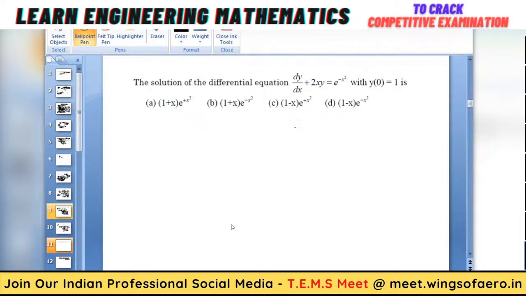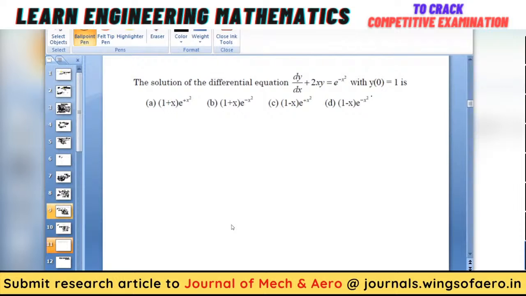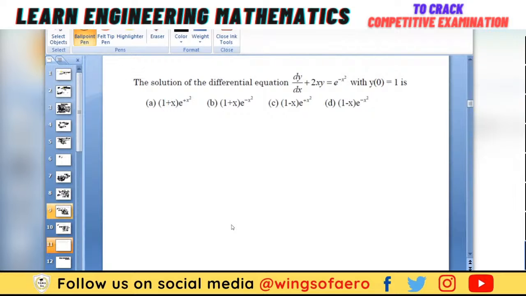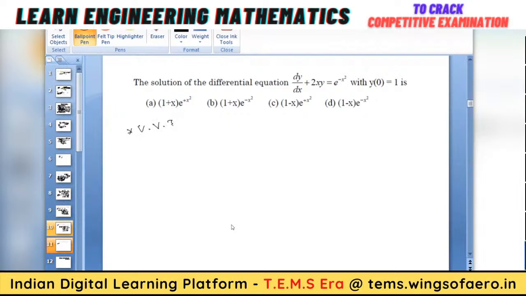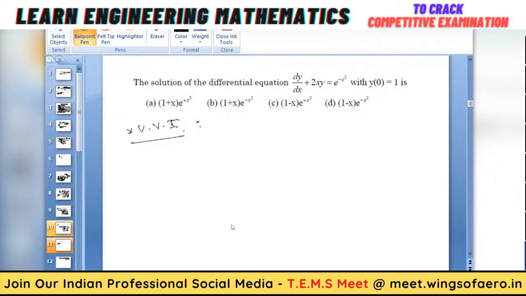The solution of the differential equation dy/dx plus 2xy equal to e to the power minus x square, with y(0) equal to 1, is equal to what? This is not like the previous questions we have discussed. This is a question of the linear equation, one of the most important VVI forms of first order first degree differential equation, which is called the linear equation.